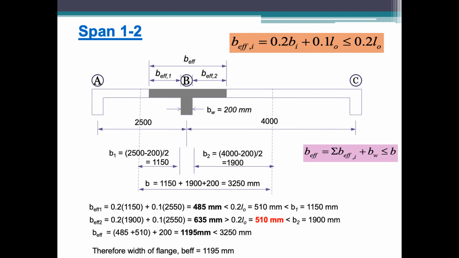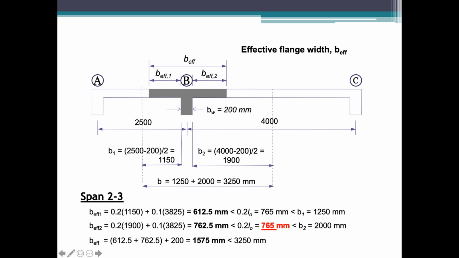BEFF2 can be obtained with the same procedure as BEFF1. So now we have BEFF2 equal to 635 millimeters, and when we compare with 0.2 L0, it is actually greater than 0.2 L0, so therefore we will use 0.2 L0, 510, as BEFF2. And finally, we calculate BEFF equal to BEFF1 plus BEFF2 plus BW. The value of BEFF must be less than actual B. So in this case, we have 1195 millimeters, less than 3250. Therefore, our width of flange for span 1 to 2 is equal to 1195.